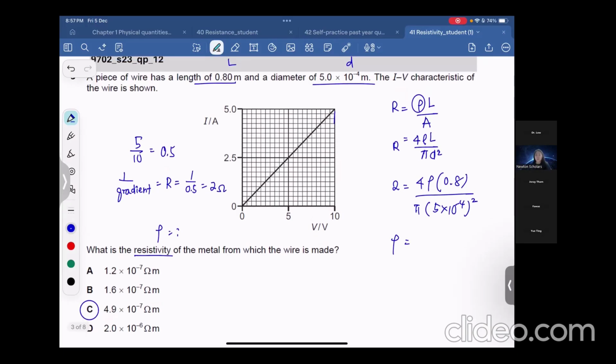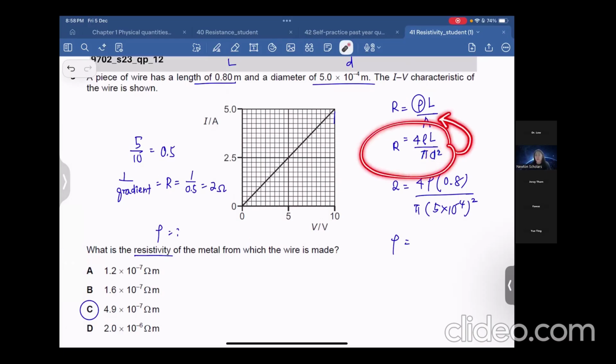So it seems like we're still using the same formula like in IGCSE and SPM, but here they give you the diameter d. So we need to apply the area equals pi d squared over 4 inside the area.